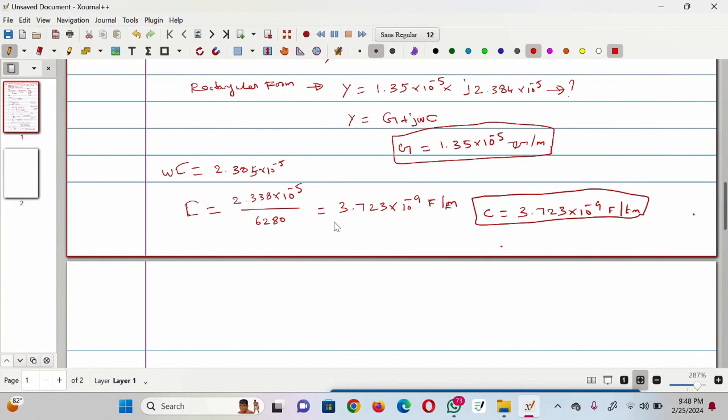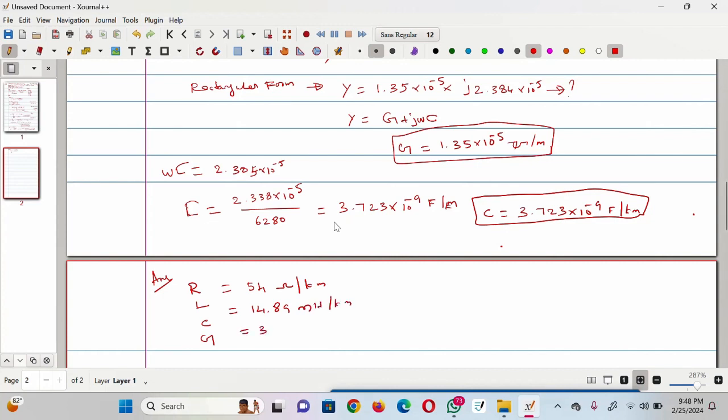So finally we have the four line parameters R, L, C and G. What is the value for R? 54 ohms per kilometer. What is L? 14.89 millihenry per kilometer. What is the value for C? 3.723 × 10 to the power of minus 9 farad per kilometer. What is the value for G? 1.35 × 10 to the power of minus 5 mho per kilometer. So these are the final answers.